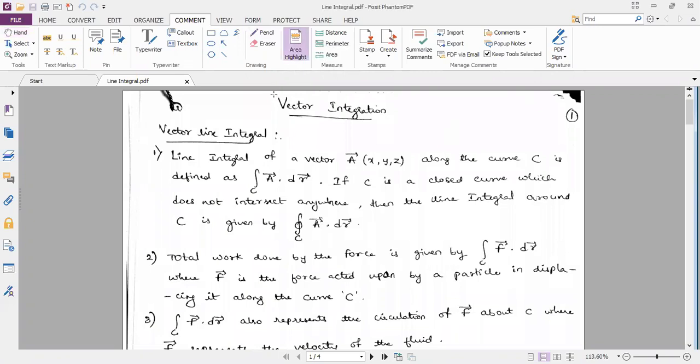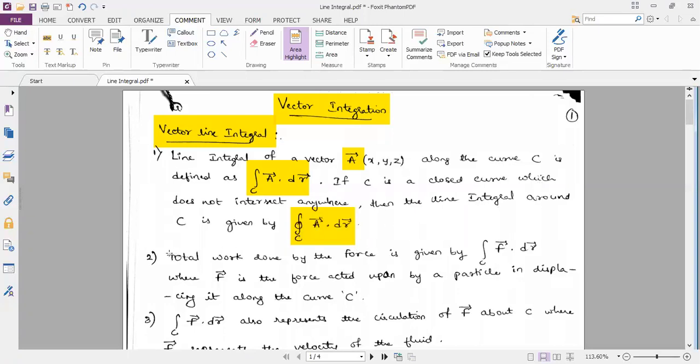Today, we will see a topic in vector integration, that is vector line integral. Line integral of a vector A along the curve C is defined as integral over C A dot dr. If C is a closed curve which does not intersect anywhere, then the line integral around C is given by integral over the closed curve C A dot dr.